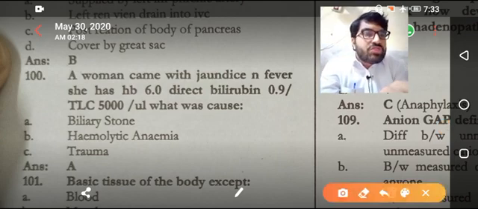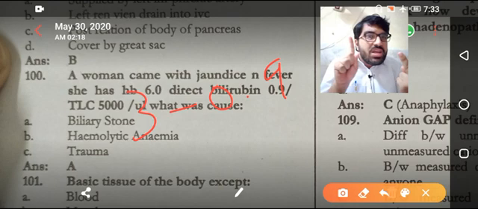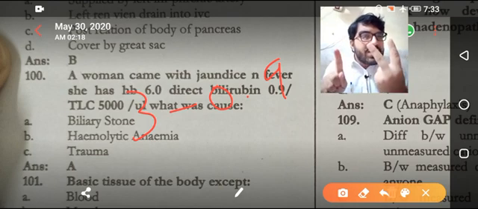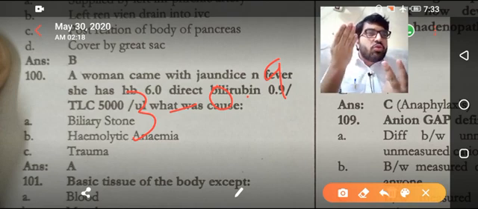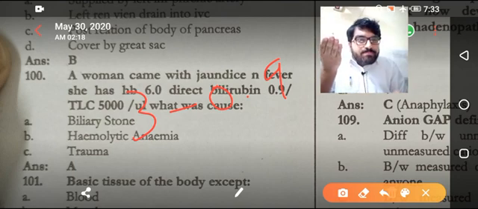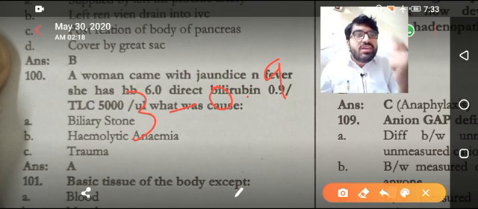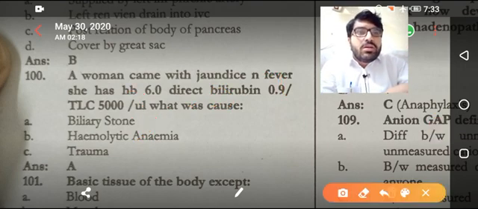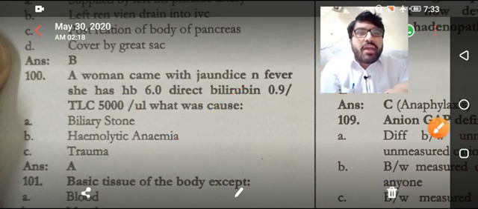If you do simple maths, let's suppose 3 minus 0.9, that is 3 minus 1, that gives you 2. So it means 1 is the direct or conjugated, but 2 is unconjugated. So it means the major problem is unconjugated hyperbilirubinemia. So if your indirect bilirubin goes up, the HB goes down. This is hemolytic anemia. This is not biliary stone. Biliary stone will give you obstructive jaundice, in which the conjugated bilirubin will be high.